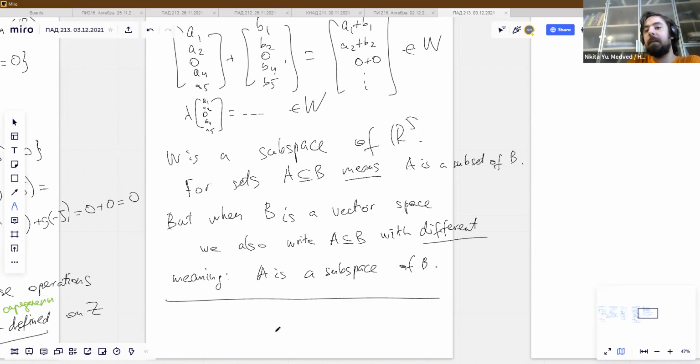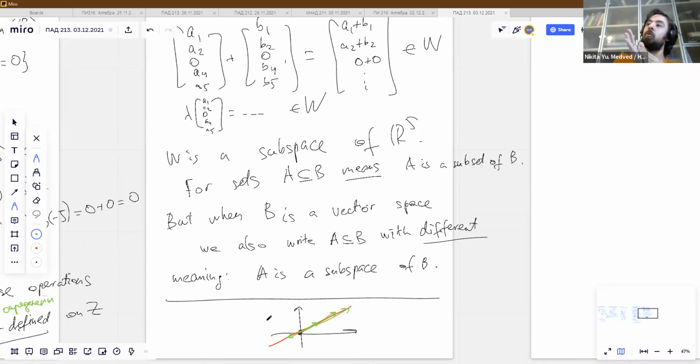Okay, then let me give another example. Consider a Euclidean plane. Again, maybe let me not draw any coordinates, but no, let me draw coordinates. Still, consider the Euclidean plane and consider some line passing through the origin like this. Okay, a line. Then let me consider several vectors lying in this line. In fact, all of them. The set of vectors lying in this line.